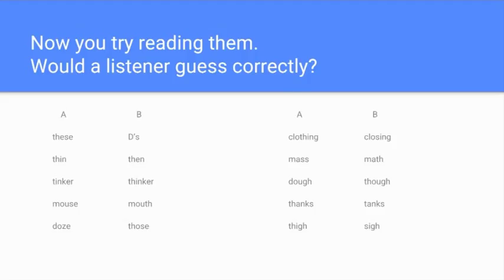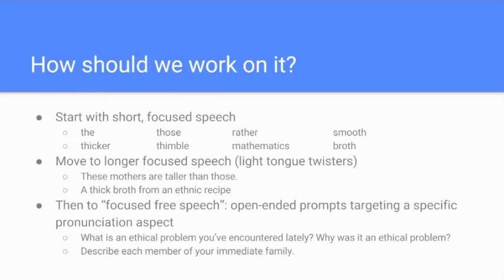Okay, now that you're done, we'll move on to how to work on this. A great progression to do with these kinds of consonant issues is to start with short, focused speech, one word at a time, really getting the sound clear and accurate. So you just go one word at a time.